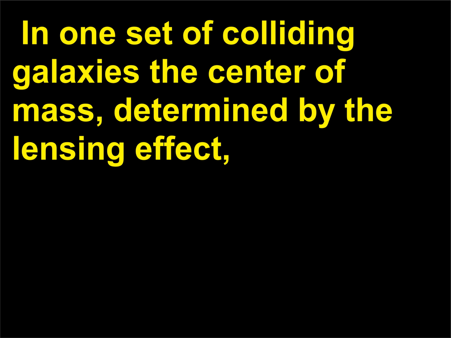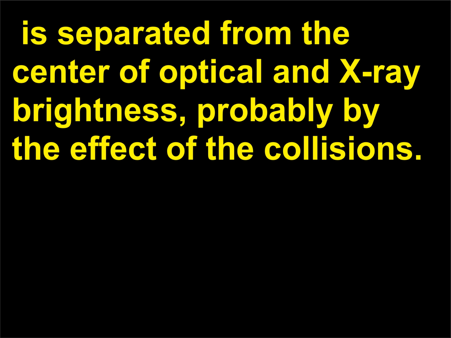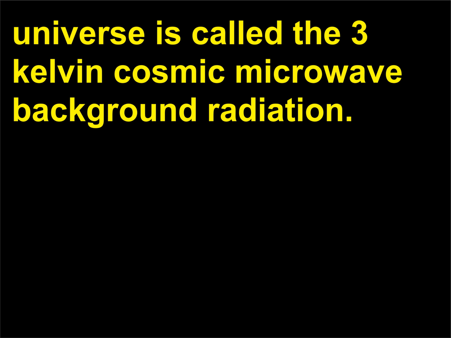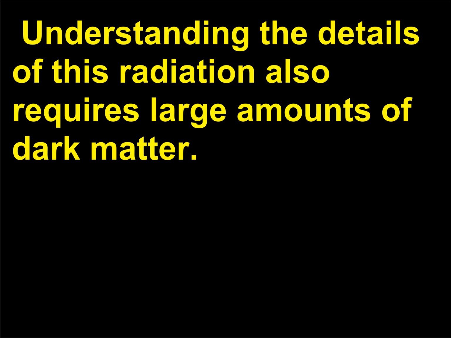In one set of colliding galaxies the center of mass, determined by the lensing effect, is separated from the center of optical and X-ray brightness, probably by the effect of the collisions. Radio and infrared emissions from the initial Big Bang that formed the universe is called the 3 Kelvin cosmic microwave background radiation. Understanding the details of this radiation also requires large amounts of dark matter.